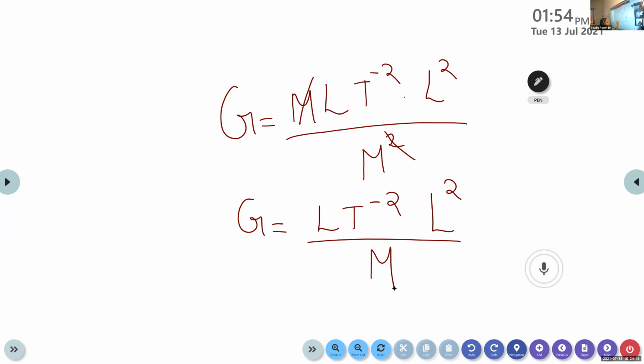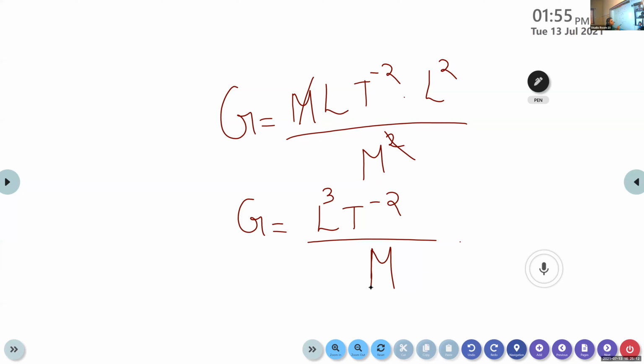Again in the numerator here we have two L terms. L raised to 1 into L square. It becomes L cube. Very good. So L square and L raised to 1 become L cube. So now the equation is L cube T raised to minus 2 divided by M. What is the next step?